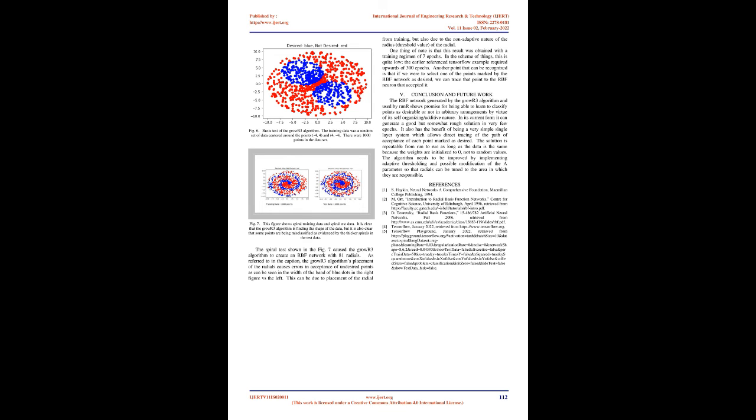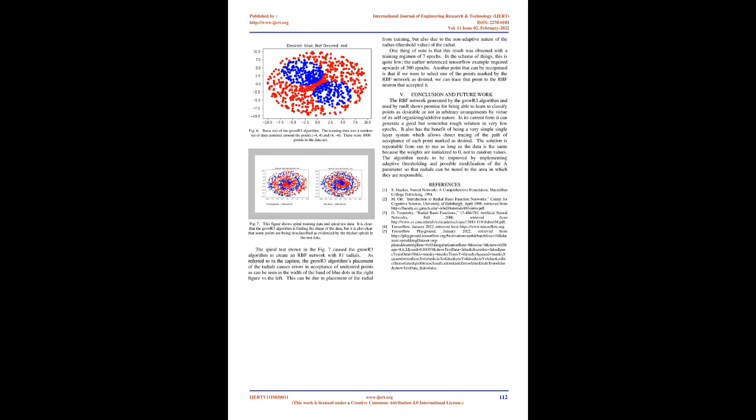The next test was the spiral test. Once again a random group of 1000 points was generated with a spiral pattern embedded in it. The spiral itself is the desired data, as denoted by the blue data points in Fig 7 below. The diagram on the left of Fig 7 shows the training data, the figure to the right shows the test data. Fig 7. This figure shows spiral training data and spiral test data. It is clear that the Grow R3 algorithm is finding the shape of the data, but it is also clear that some points are being misclassified as evidenced by the thicker spirals in the test data.